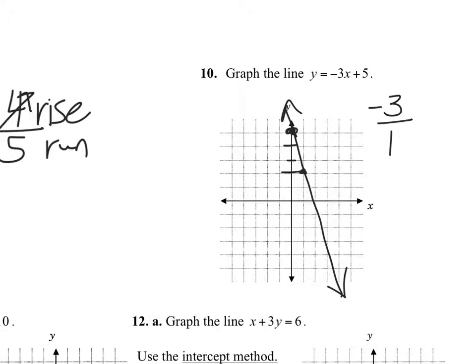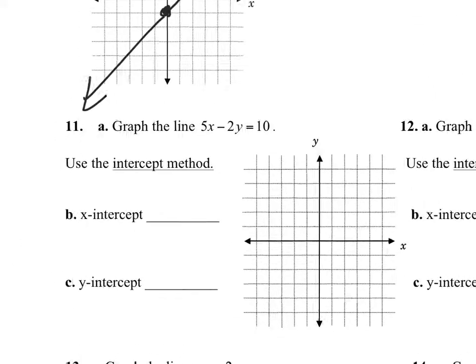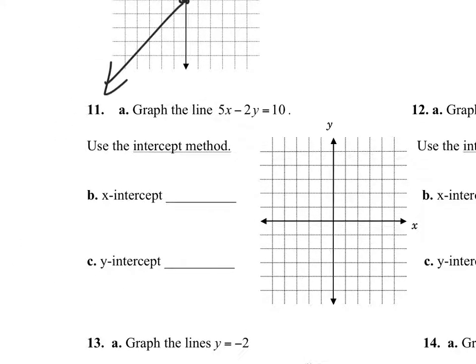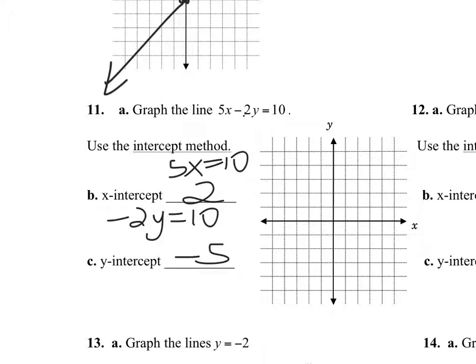All right, a couple more. Graph this line, and we're going to use the intercept method. Remember this from yesterday? We're going to cover up. So if we want the x-intercept, let's cover up the y. And when you cover up the y, you get 5x equals 10. So x is 2. When you cover up the x now to find what y is, you get -2y equals 10. So the y-intercept is -5.